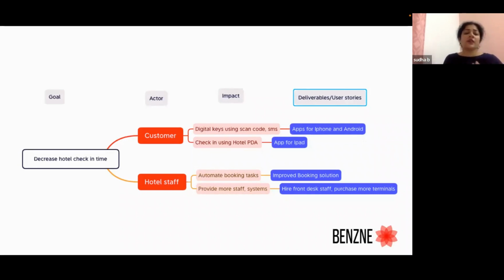I want to decrease the hotel check-in time. So who are the people who are going to use the check-in functionality? It'll be the customers like you and me. It'll be the hotel staff. Okay, these will be the actors.